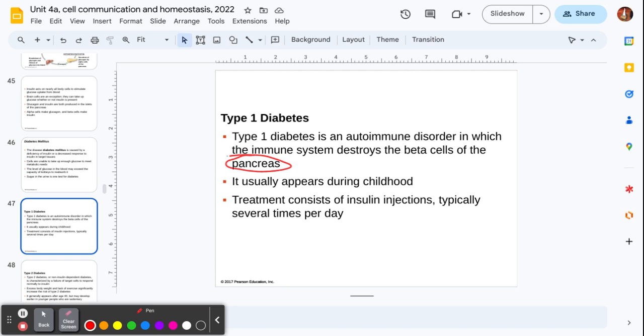Now they actually have pumps that can deliver the insulin directly to the body. And it monitors the insulin, and when the insulin levels get too low, it'll give an infusion of insulin.